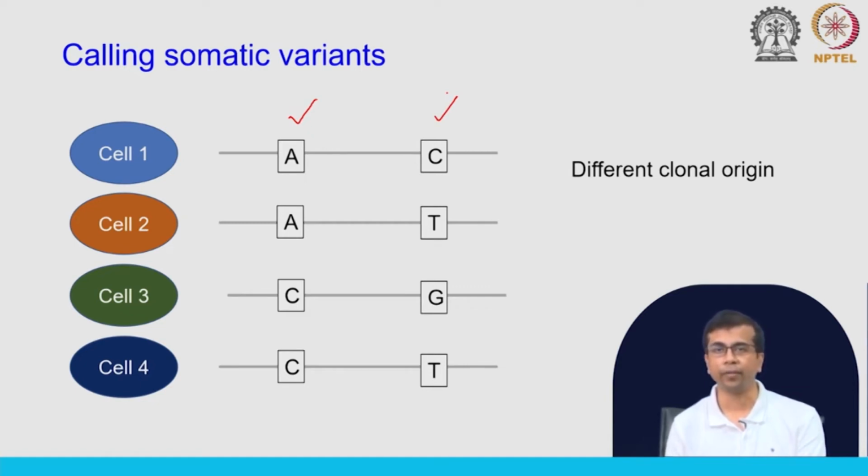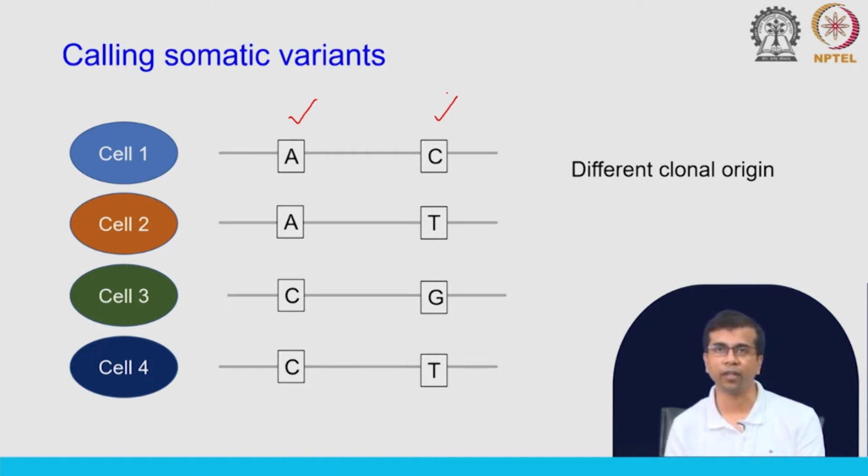Okay. So, again this is different between cell 1, cell 2 and cell 3, cell 4, and similarly if you look at the other position, again you have difference, right. So, you have C, T or G. Okay. And this arises because these cells perhaps come from different clones, right.